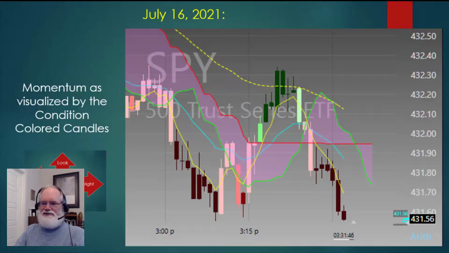This is a 1-minute chart of the SPY. These are using conditional colored candles, but just to show you the same thing, dark green in this case is actually overhead resistance. It's strong momentum up, yep, but there was an area there of resistance, and the best play was not to go long when you see that momentum, but actually to go short right at that point.